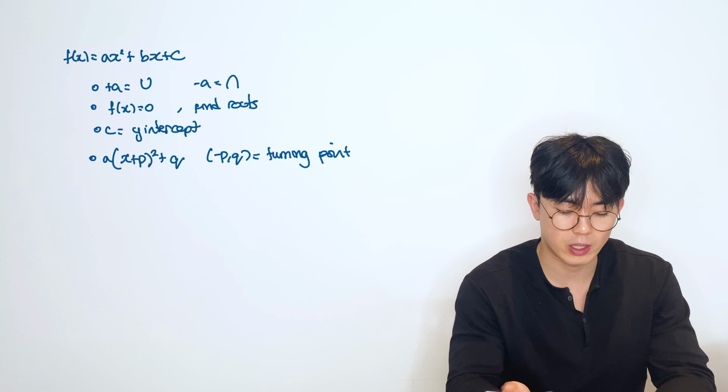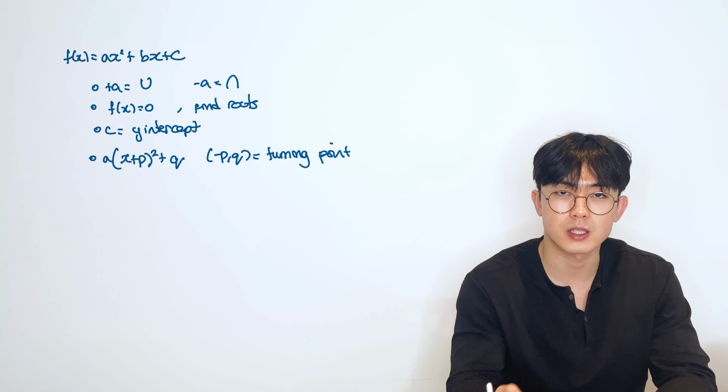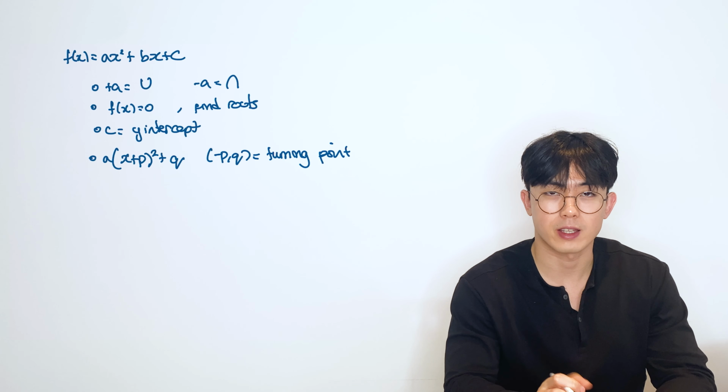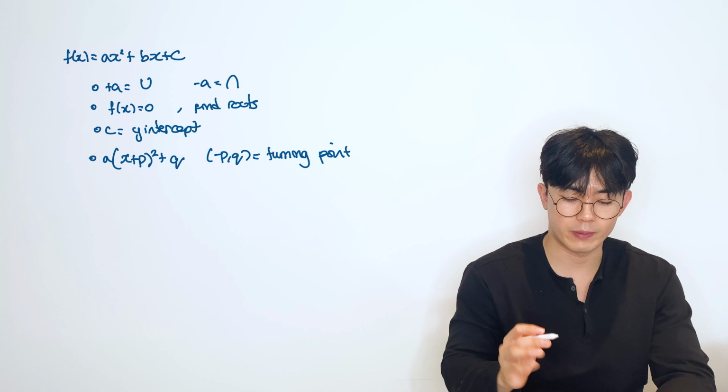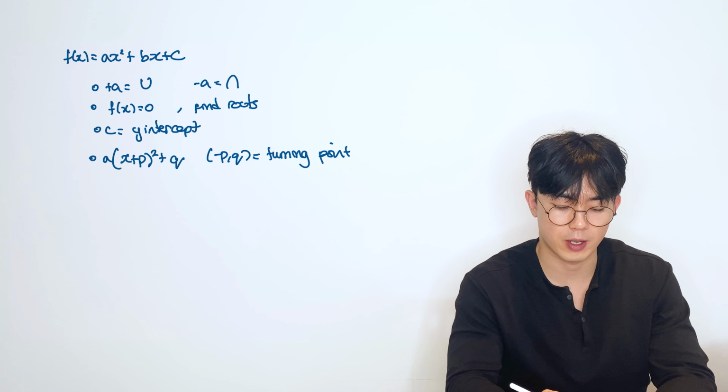So first things first, if the quadratic equation is in the terms of ax squared plus bx plus c, where a, b, c are coefficients, then if it's a positive a, the graph is going to look like a U shape, and if it's a negative a, it's going to look like an upside down U shape. So that's the first thing to identify.